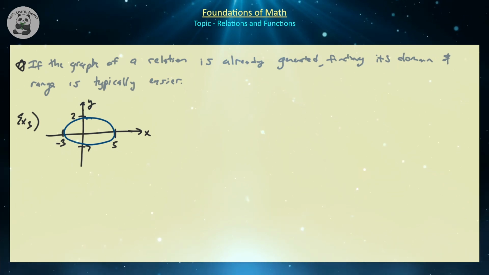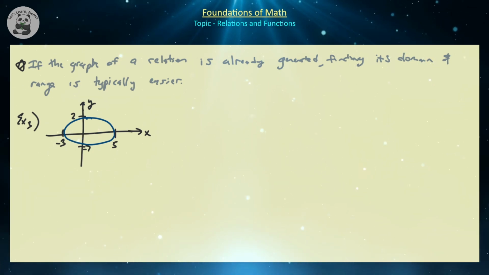Take, for example, this little looking ellipse in the Cartesian plane x and y, with x on the horizontal and y on the vertical axis. Let's assume that the minimum value that this ellipse attains is going to be equal to minus 7. Let's assume that its maximum value is going to be 2. Its minimum x value is negative 3, and its maximum x value is equal to 5. And someone asks you, what is the domain and range of this relation?